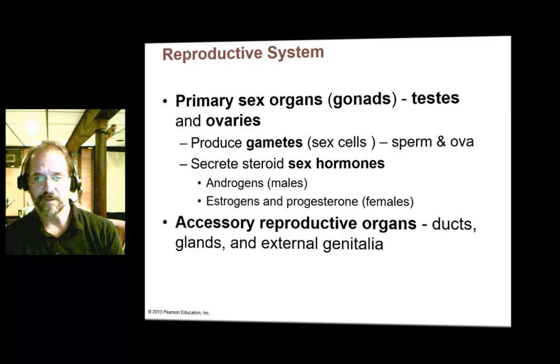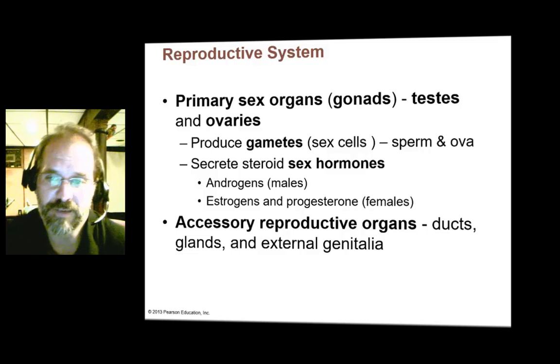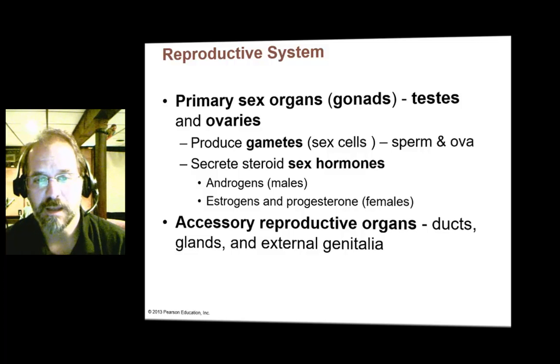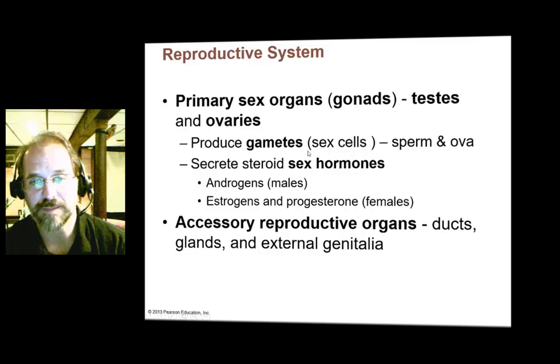So we take one of those sets of 23, but not one whole set from mom or one whole set from dad, but we select one pair in a very organized process. So the production of these gametes is called gametogenesis, and we'll spend some time talking about gametogenesis.